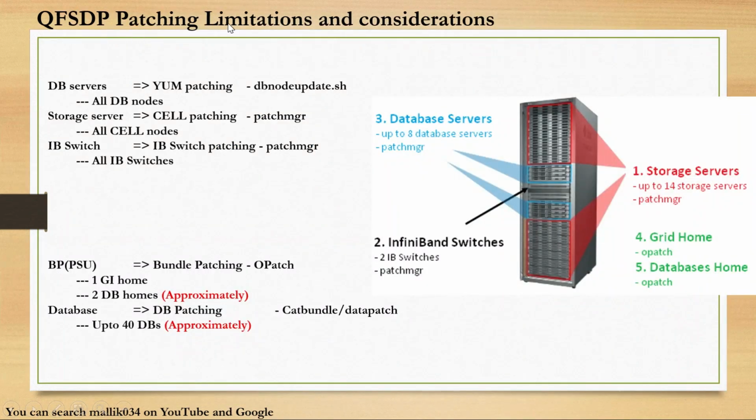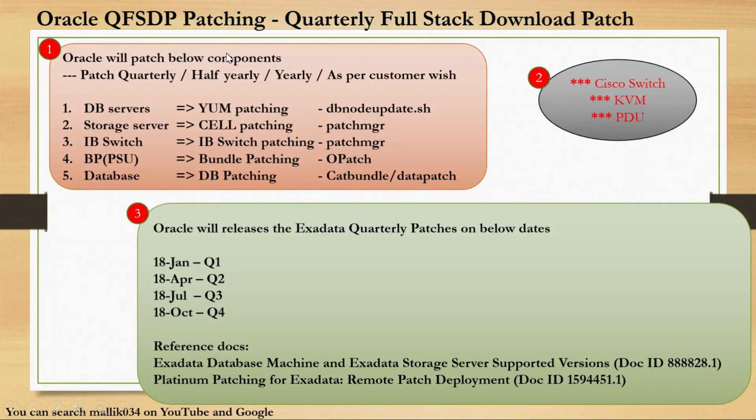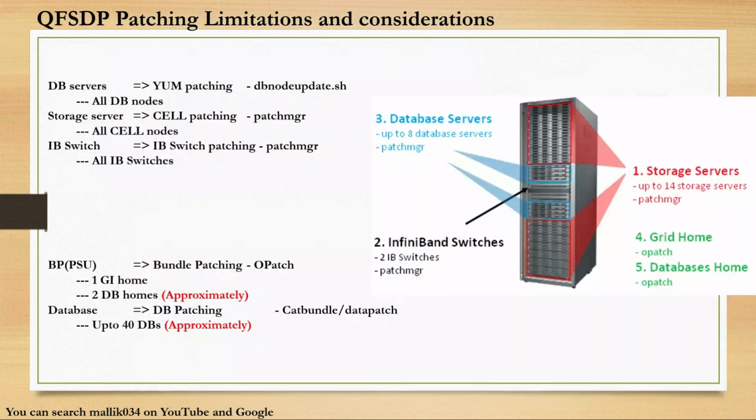So the QFSDP patching limitations and considerations. I just told you these are the components they will patch. Then how many components will they patch inside that? Like I have 8 DB nodes, 4 DB nodes, or 2 DB nodes, how many servers will they patch? Coming to that limitation and consideration, in the DB servers, again, DB server patching is called DB patching, and they will use the dbnodeupdate.sh script, and Oracle is supposed to patch all my DB nodes. Coming to the storage server, they call it cell patching, and patchmgr is the script they use for patching, and Oracle is supposed to patch all my cell servers in my Exadata box.